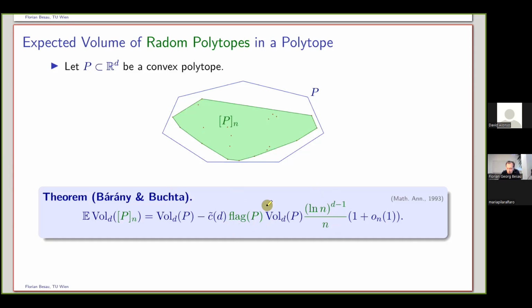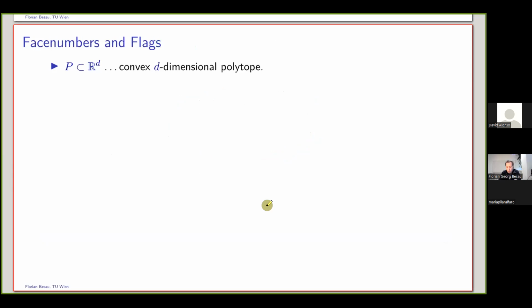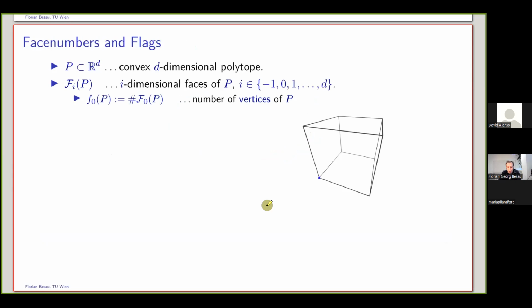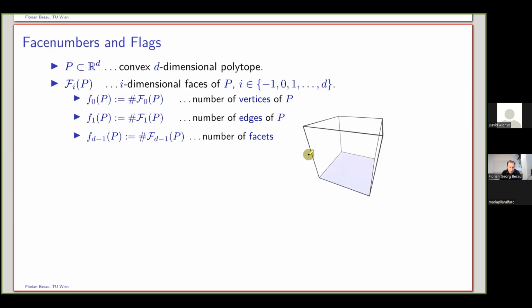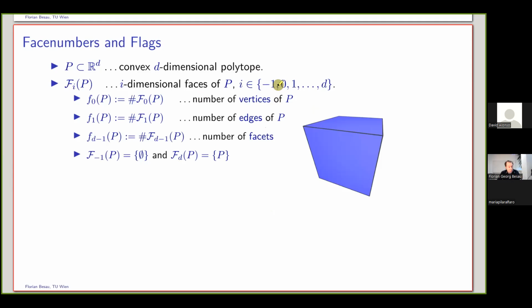So to explain what the flag number is, let me just briefly recall. If you have a d-dimensional convex polytope, then you can look at the faces of this polytope. The i-dimensional faces are like in the sketch. The 0-dimensional faces would be the vertices, the 1-dimensional faces would be edges. And so F0 will be the number of vertices, F1 the number of edges, and Fd-1 is then the number of facets. Complete this picture of i-dimensional faces by including the -1-dimensional face, which should be the empty set, and the d-dimensional face, which is the polytope itself.